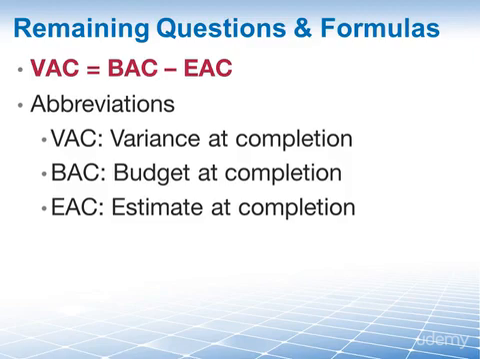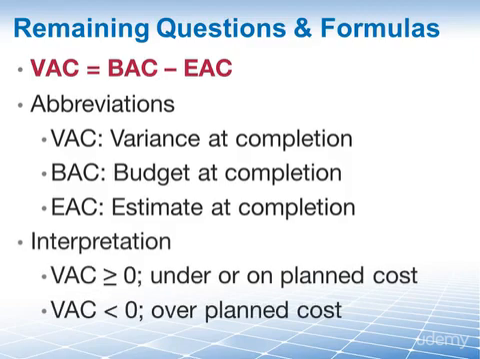Similar to cost variance, if VAC is greater than 0, then your project is under planned cost. If VAC is 0, then you are on planned cost, so you're good, nothing to do there. And if VAC is less than 0, then you are going to be over the planned cost.